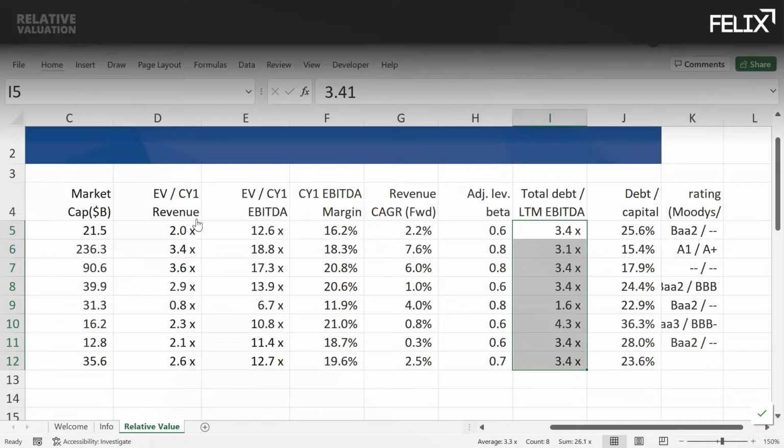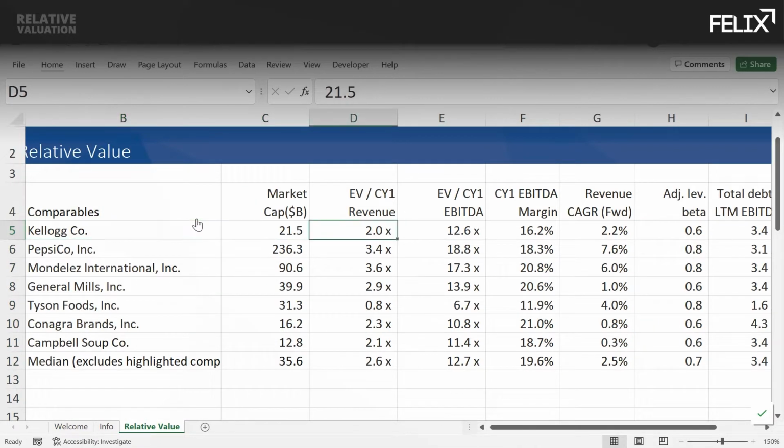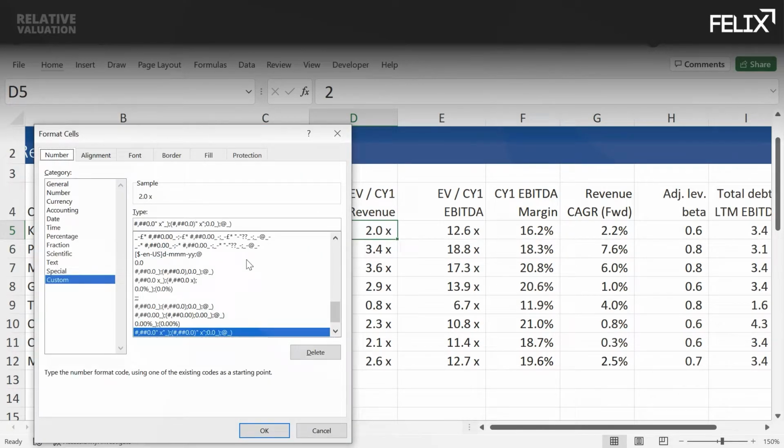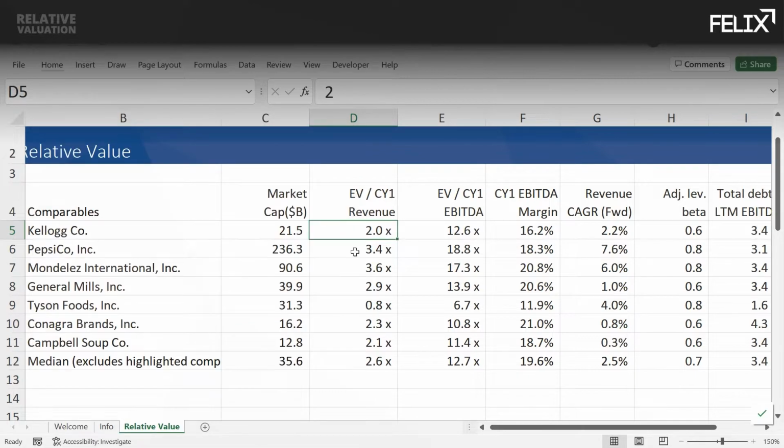If you do want to put X's in, the best thing to do is to do it in the formatting. So I've just changed the number format so it has an X. And if you want to put a space and then X, you need to put the X in quotations. So that's what I've done there to make sure that those are multiples. So here we have got Kellogg and its peer group.